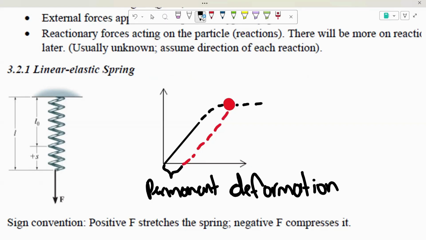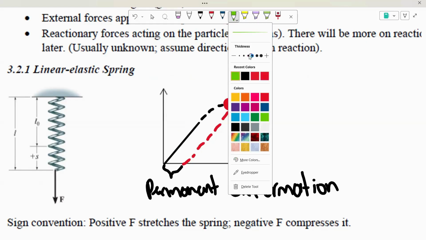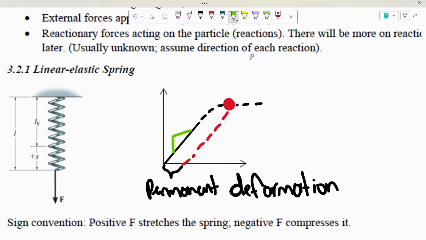So the slope right here for this linear line is basically just 1 over k.